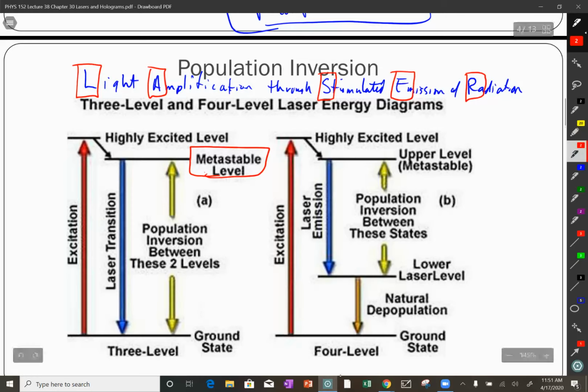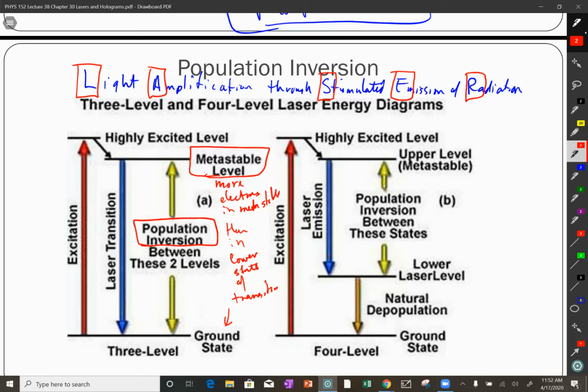You have to have a second thing there, a thing called a population inversion. Population inversion means you have more electrons in the metastable state than in the lower state of the transition. Which would be, in this picture, the ground state.